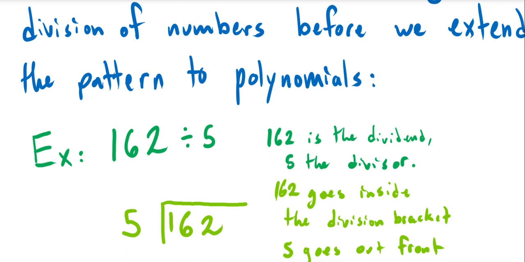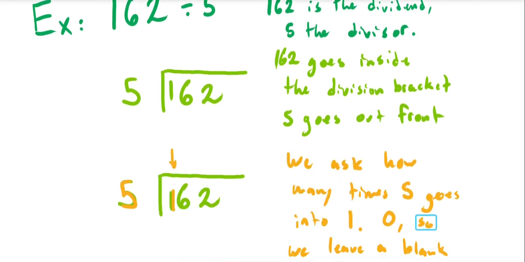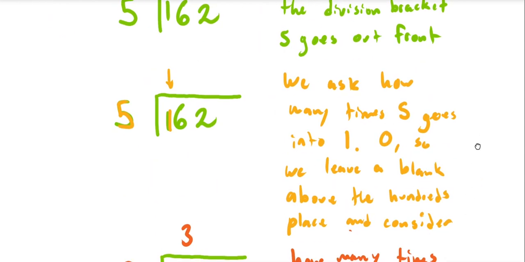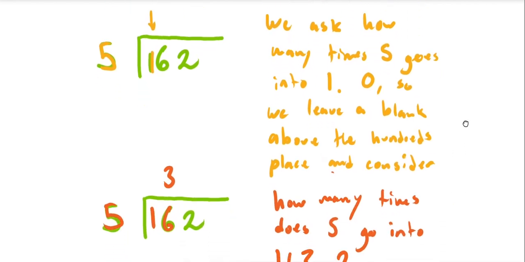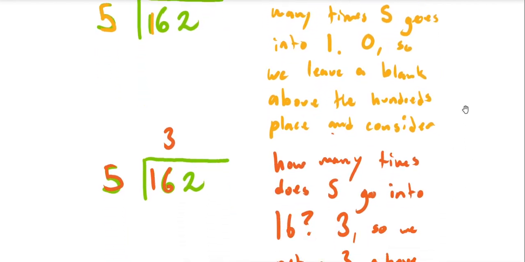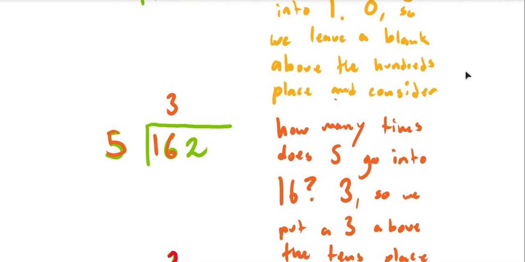First, we put the divisor into the division bracket, and we put a 5 out front. We consider how many times we would be able to fit 5 into the first digit 1. The answer to this is 0, and so we leave it blank. We move on and include the next digit, 6, and say, well, then how many times does 5 go into 16? The answer is 3.